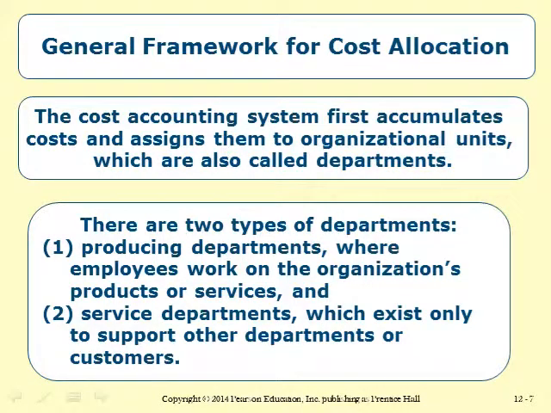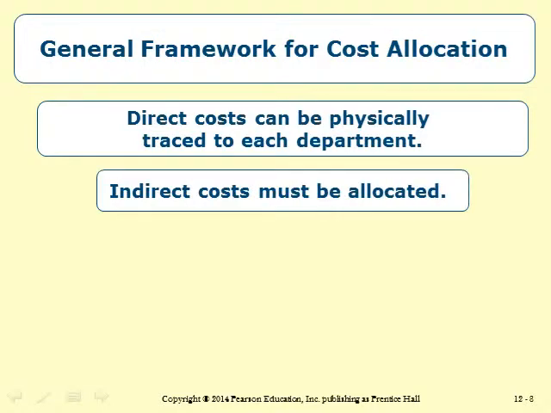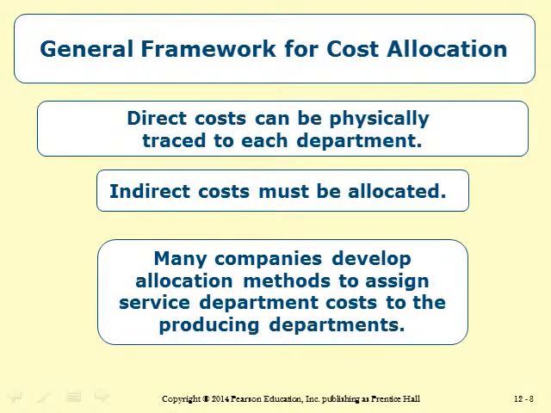The cost accounting system first accumulates costs and assigns them to organizational units. We will call each unit a department. There are two types of departments: producing departments, where employees work on the organization's products and services, and service departments, which exist only to support other departments or customers. We can trace direct cost to each department. In contrast, we have to allocate indirect costs, such as rent for facilities used by more than one department. Many companies develop allocation methods to assign service department costs to the producing departments.